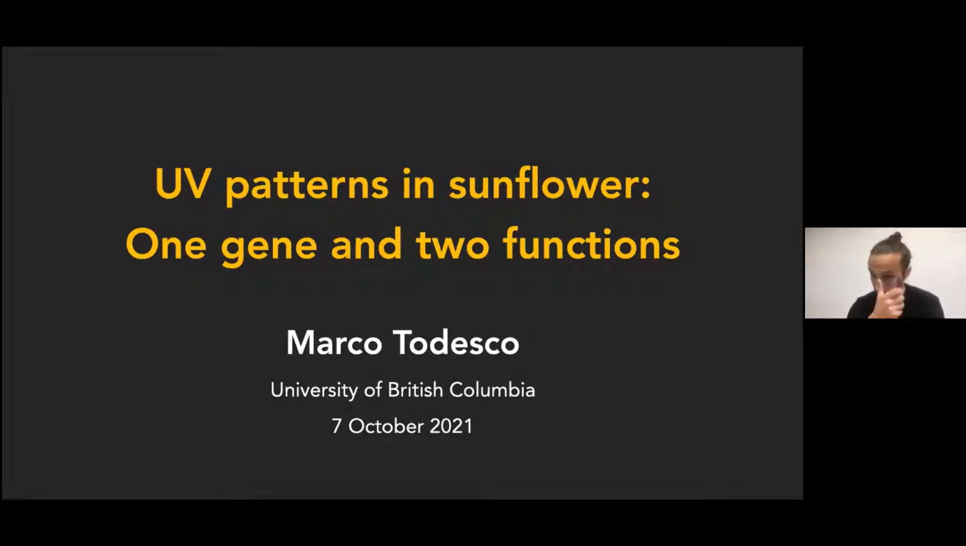As Nikki was saying, today I will talk a bit about our work on wild sunflower adaptation, and in particular on patterns of floral UV patterns in wild sunflowers.